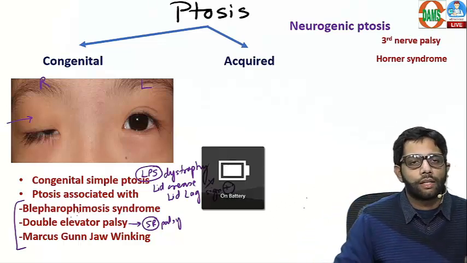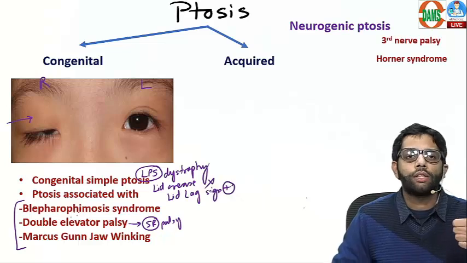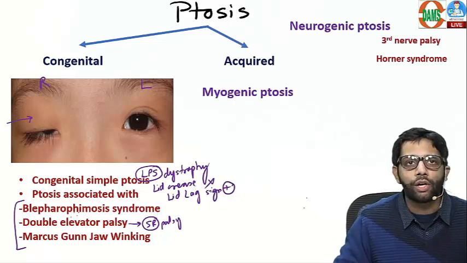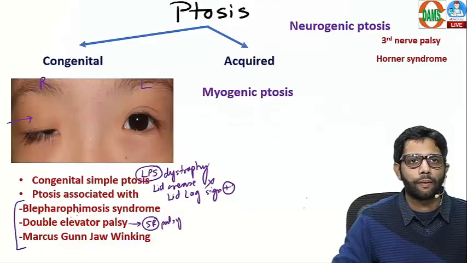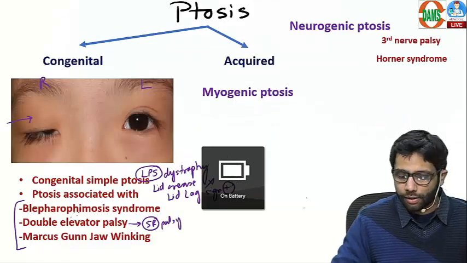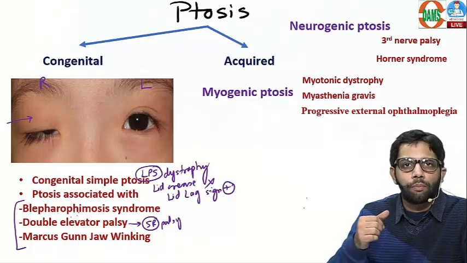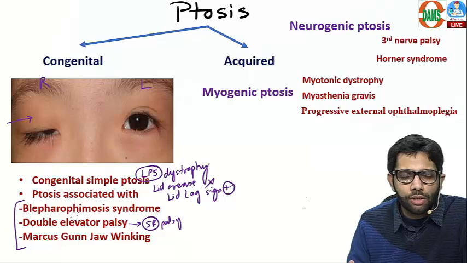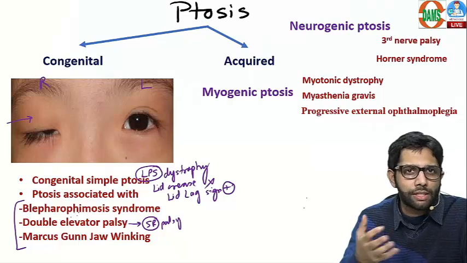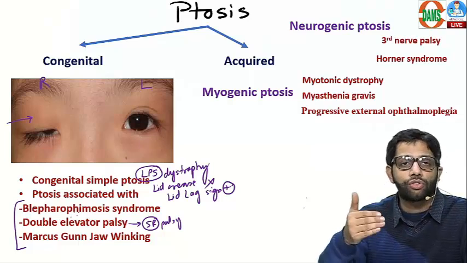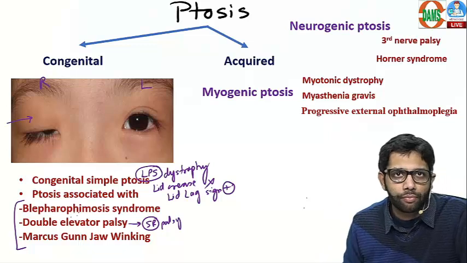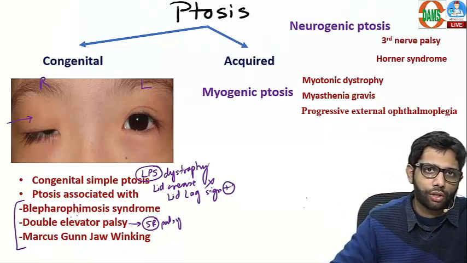Alright. Either the nerve is having a problem or the muscle is having a problem. Myogenic cause, examples: it can be myotonic dystrophy, progressive external ophthalmoplegia, in which the LPS muscle is having a problem, or a neuromuscular junction problem like myasthenia gravis. So neurogenic cause, myogenic cause.